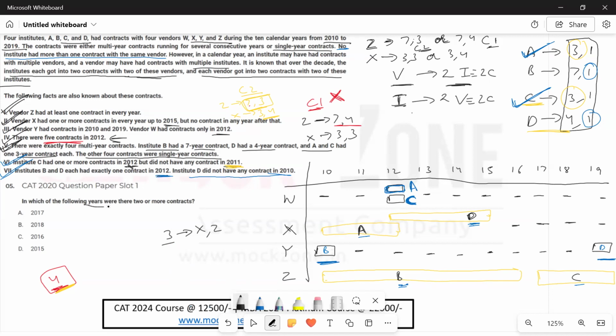In which of the following years were there two or more contracts? In 2017, were there two contracts? No. In 2018, were there two contracts? No. In 2016, were there two contracts? No. In 2015, there were two contracts? Yes. So the answer is D.